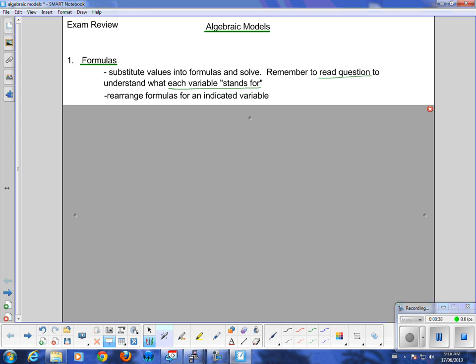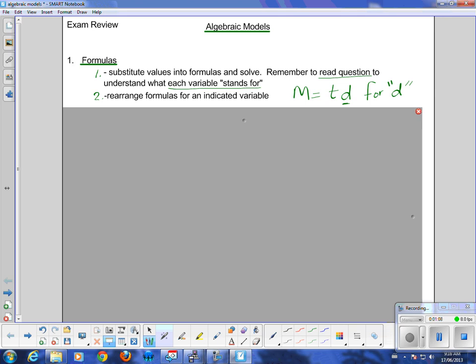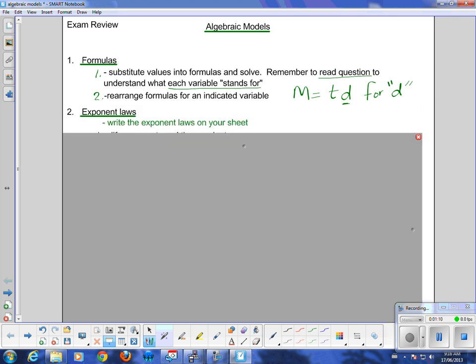The other thing has to do with rearranging formulas for an indicated variable. Now there's a fair amount of algebra involved in there, but I think that it shouldn't be that difficult. So for instance, if I have m equals td, it's a formula I just made up, and I want to solve for d. I look at d and see why it isn't by itself. Well, it's being multiplied by t. So I divide both sides by t, and I end up with m over t equals d. It's actually quite that simple.